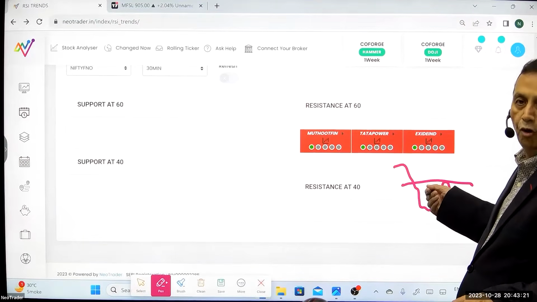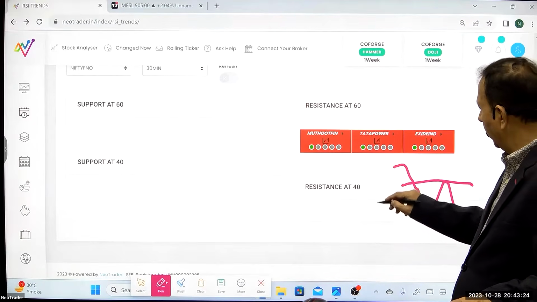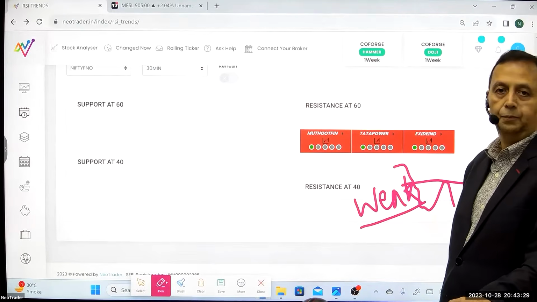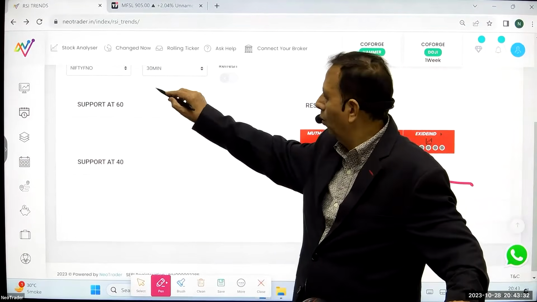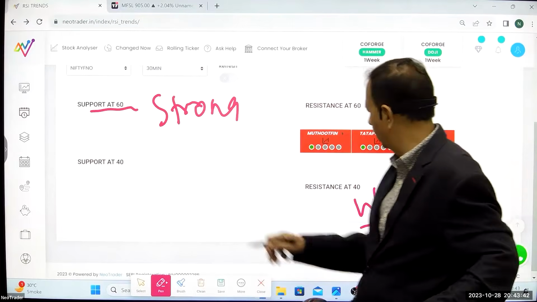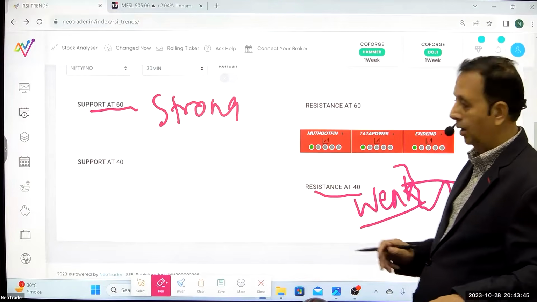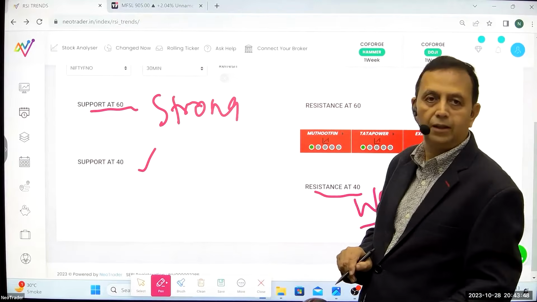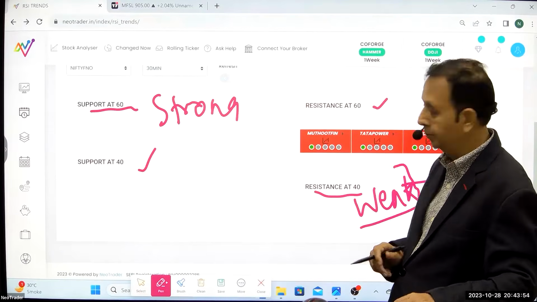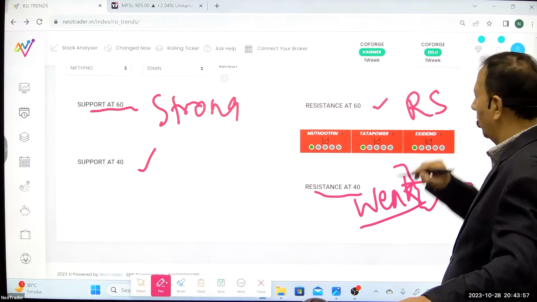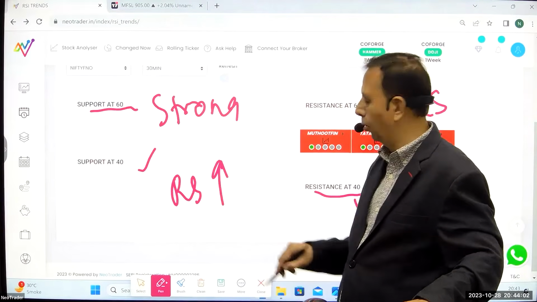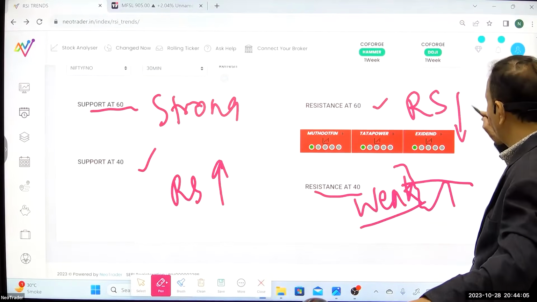So you have a failure at 40, which is resistance at 40. Resistance at 40, very high weakness signal. Support at 60, very high, strong signal. Remember this and remember this. This can be a good buy signal. This can be a good sell signal. This is also called range shift to bearish. Here you had range shift to bullish. Here you'll have range shift to bearish.